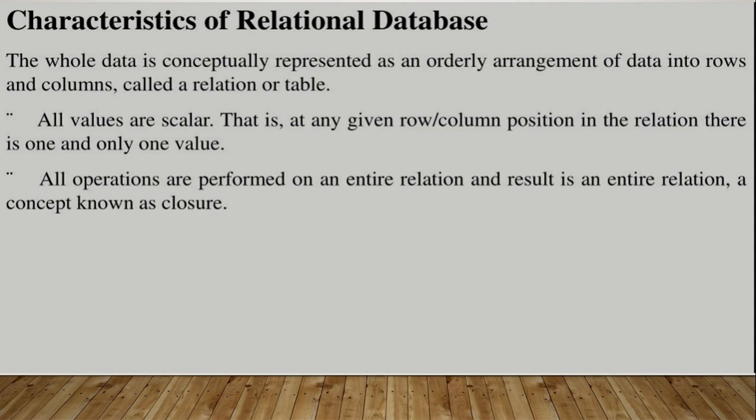Some of the characteristics of the relational database are that the whole data is conceptually represented as an orderly arrangement of data into rows and columns, which is called a table. So in a relational database, we can call the table a relation, right? All the values in the relational database are scalar, and all the operations are performed on an entire relation and the result is an entire relation. This concept is known as closure, right?